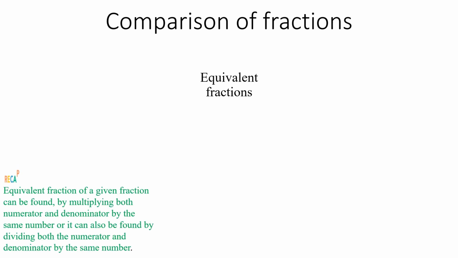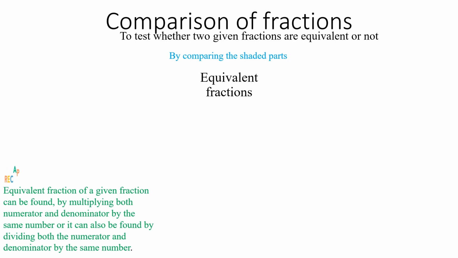So let's begin with equivalent fractions. You have learned, given a fraction, how to find an equivalent fraction, either by multiplying or dividing both numerator and denominator by the same number. Now here we are going to test whether the two given fractions are equivalent or not. So the first method is by comparing the shaded parts.